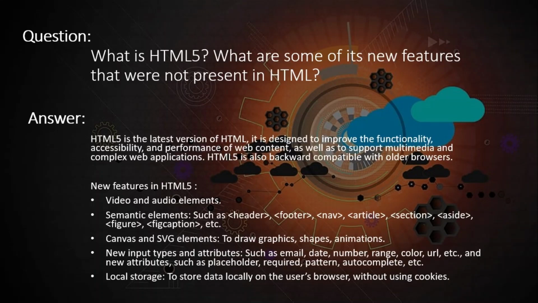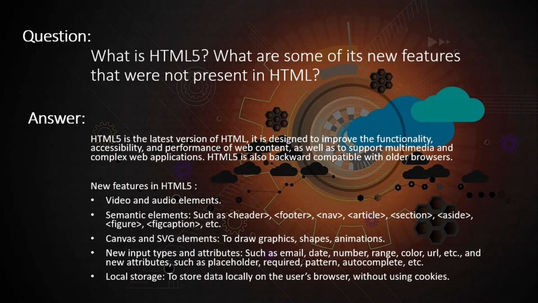What is HTML5? What are some of its new features that were not present in HTML? HTML5 is the latest version of HTML. It is designed to improve the functionality, accessibility, and performance of web content, as well as to support multimedia and complex web applications. HTML5 is also backward compatible with older browsers.